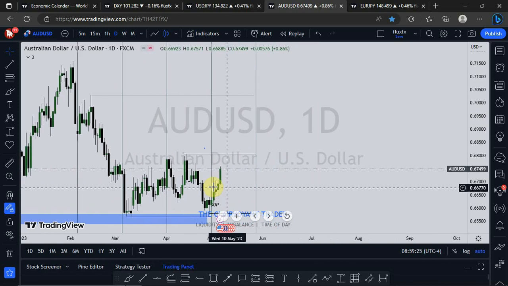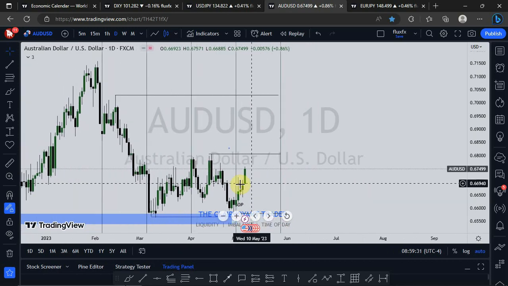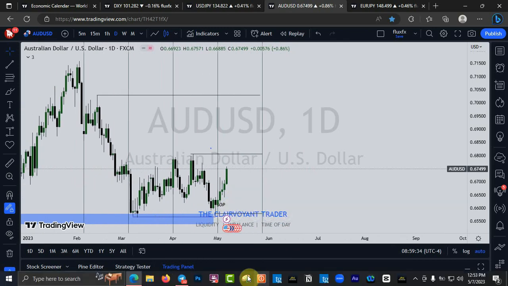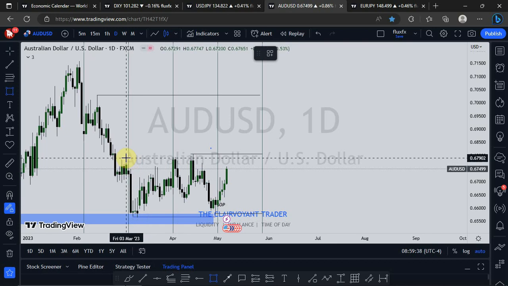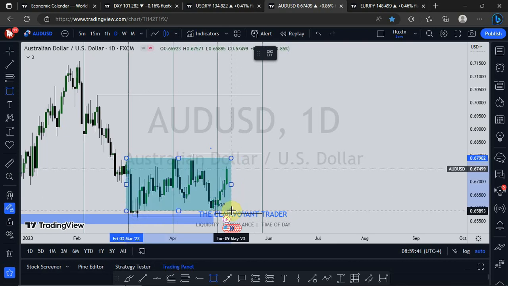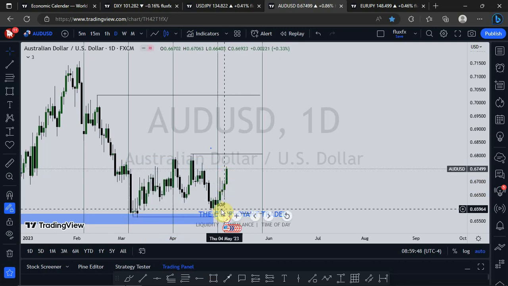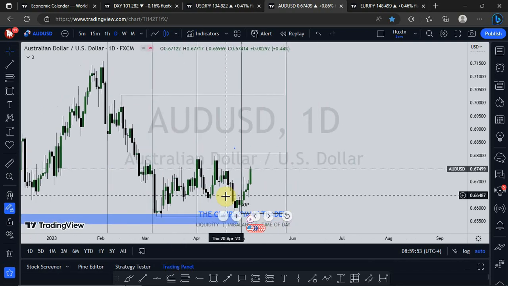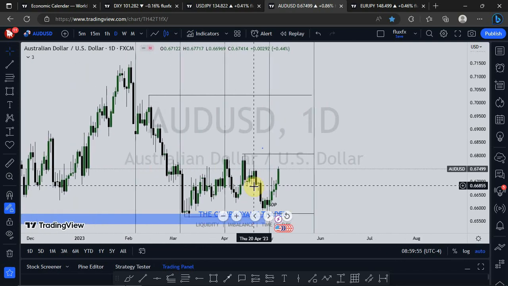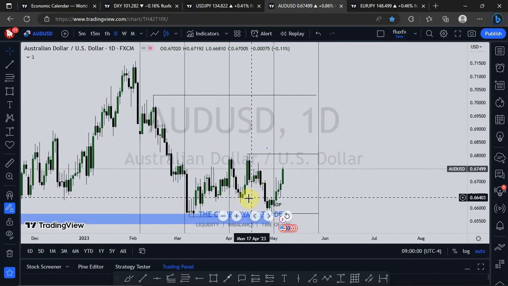For now, I'm still quiet on AUD/USD, because the price action at the moment is not really pleasant for me on the daily time frame. So I'm still quiet on AUD/USD. Maybe the CPI can give us some form of reaction that will give us a signal as to where price will move to.